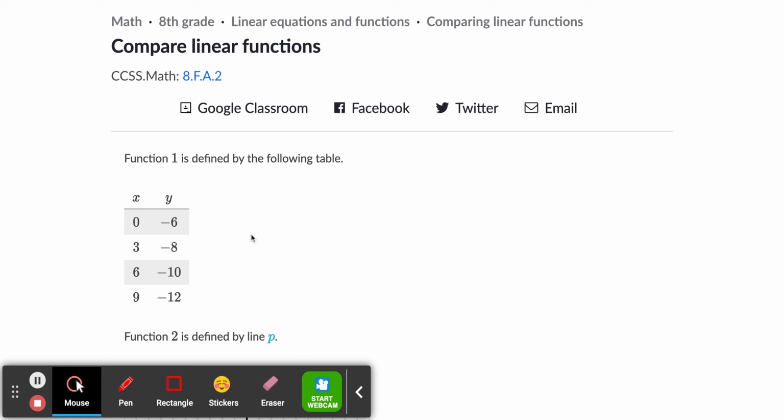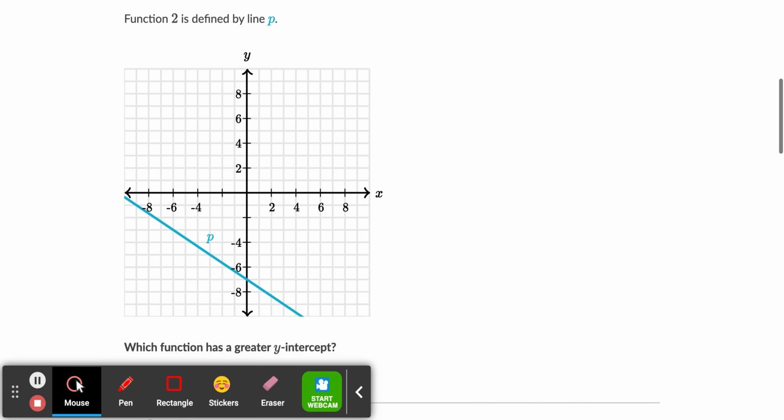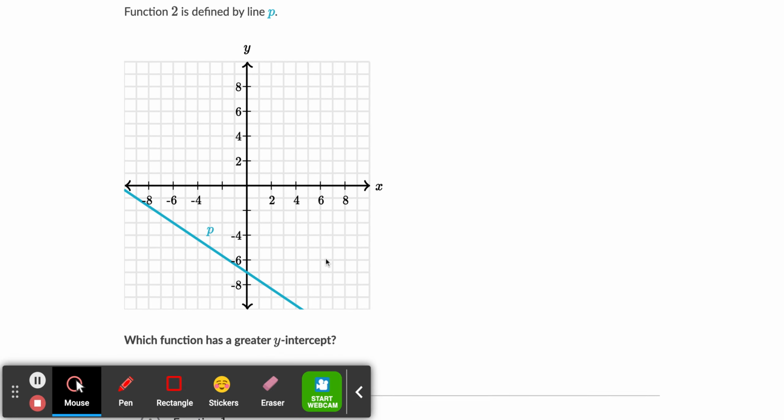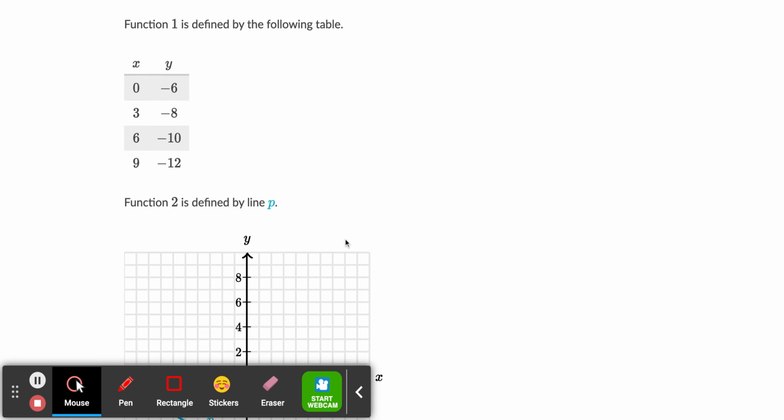Function one is defined by the table. Function two is defined by this graph. And the main question is, which function has a greater y-intercept? Okay, so read the question carefully all the way at the bottom. We don't have to extract all the information. We just need, for this one, figure out what the y-intercepts are and then figure out which one's bigger.